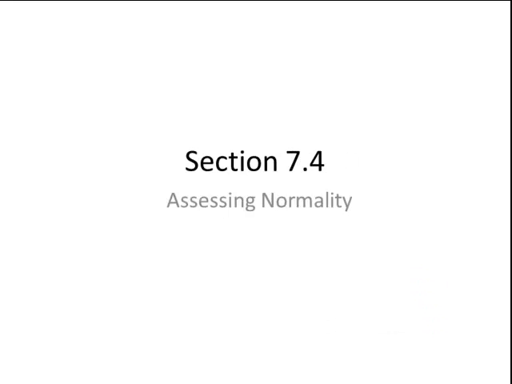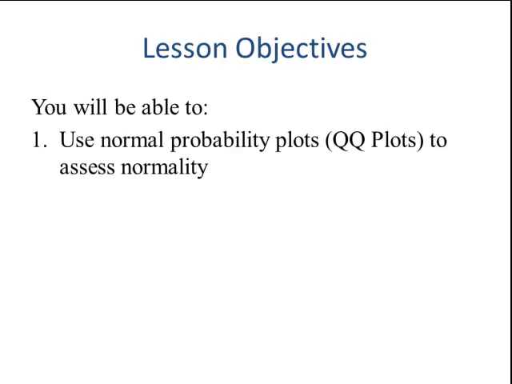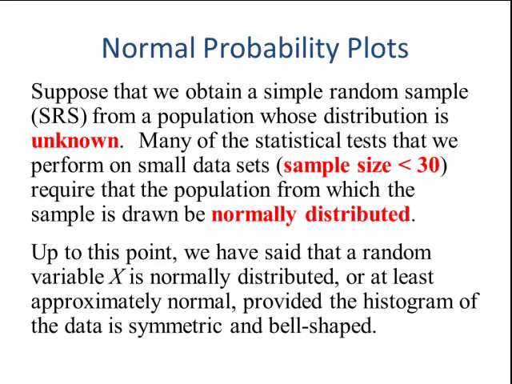Chapter 7, Section 7.4, Assessing Normality. Lesson objective: use normal probability plots or QQ plots to assess normality.